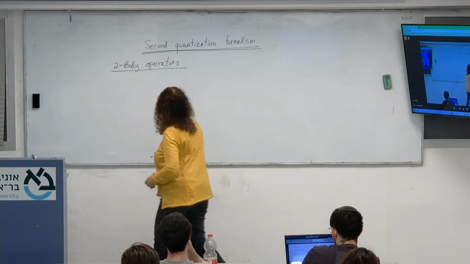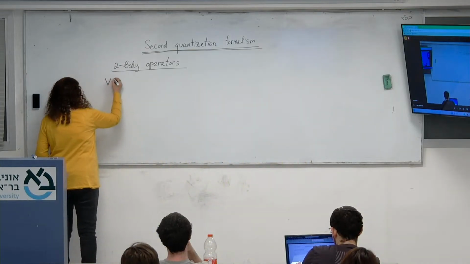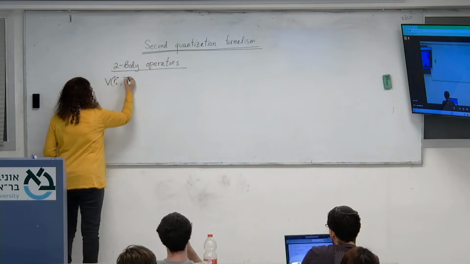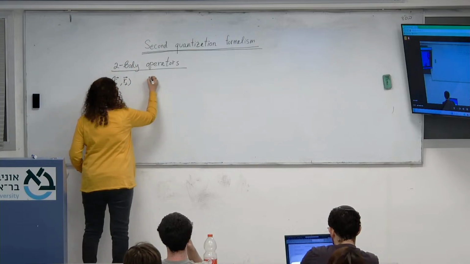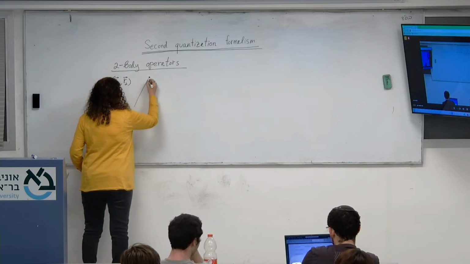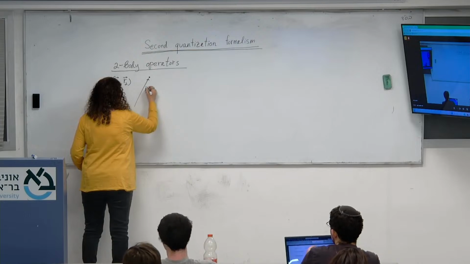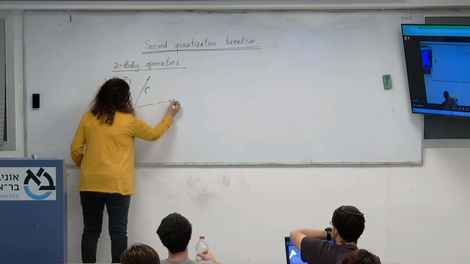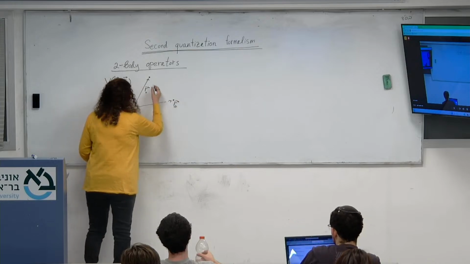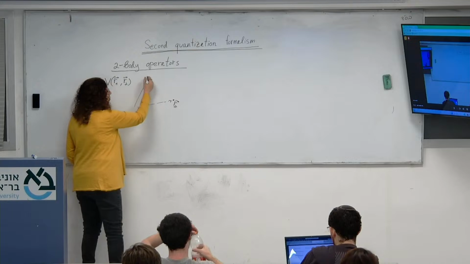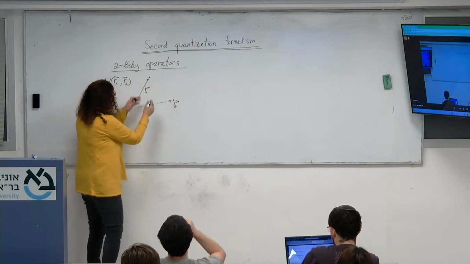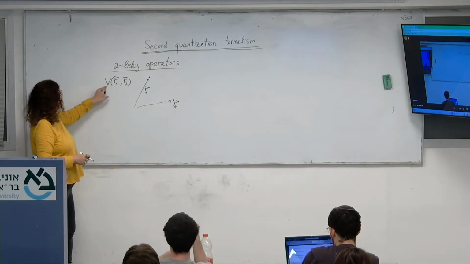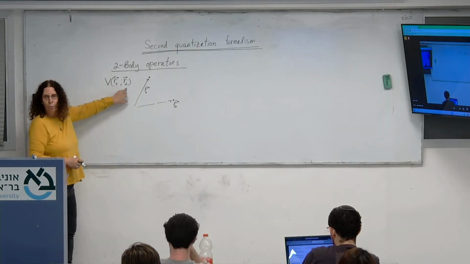So you have some potential that depends on R1 and R2, and that's the basic. So here you have some R1, there's another particle located in R2, and you have some force acting between them, and there's a potential energy associated with them, and we call it V of R1 and R2.